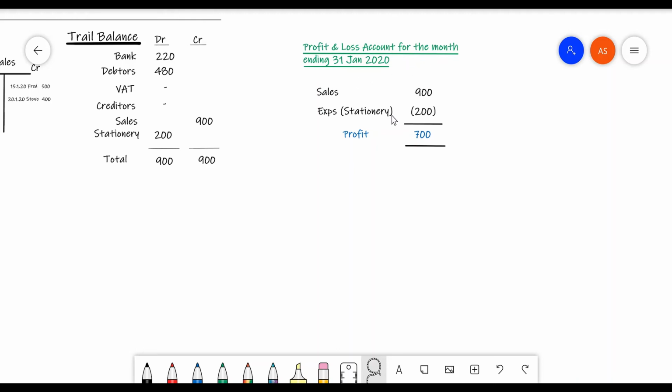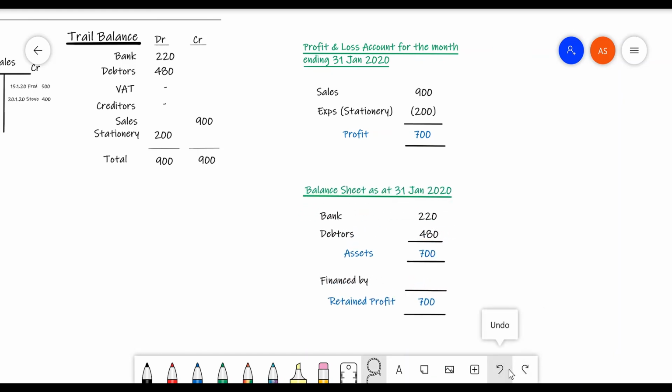So going back to our example, our sales for the month were £900 and our expenses for the month were £200. And I said that we flip the debits and the credits around for the P&L, so that here the sales are represented as a positive and our costs are represented as a negative, and we end up with a profit of £700.